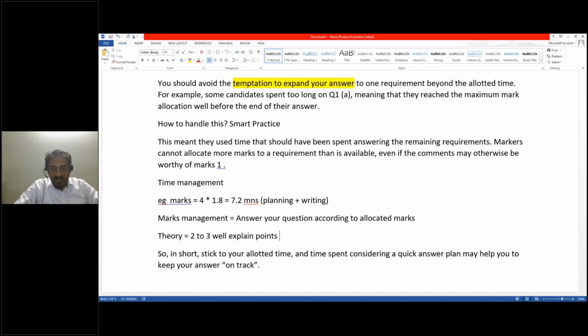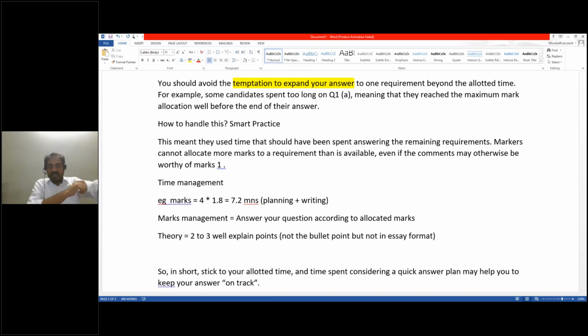Sir, what is the meaning of well explained points? This phrase, well explained, is used by the examiner. Well explained means it's not a bullet point, but not in essay format. Your answer is neither in bullet points nor in essay format. Your complete explanation: 2 or 3 for 4 marks, 2 to 3 complete explanatory points.